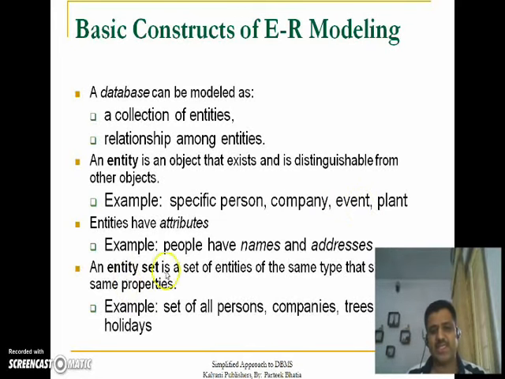But entity set is a set of entities that share the same type and they share same properties, like set of persons, set of companies, all these are entity sets. And every entity has some common properties like name and addresses, and the collection of these entities is actually a database.